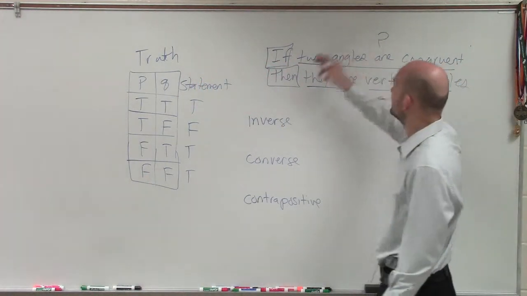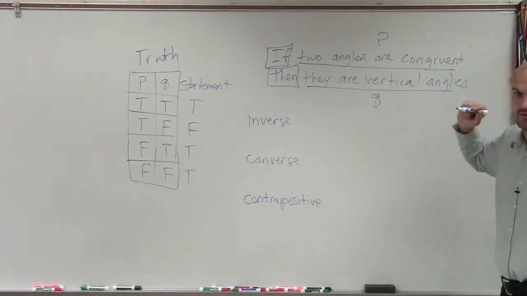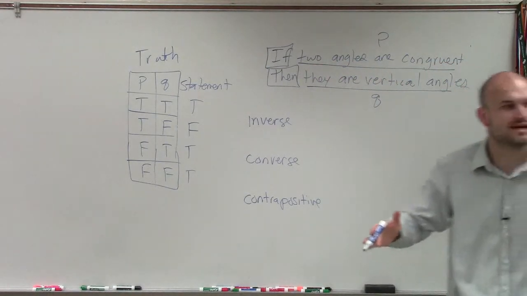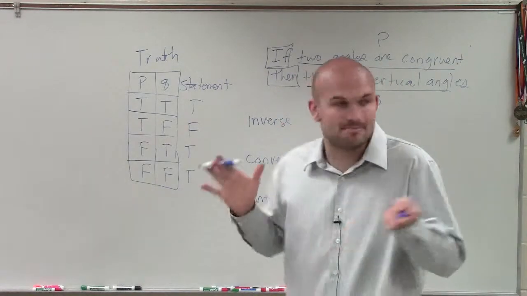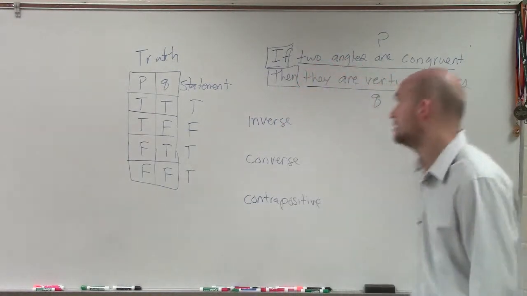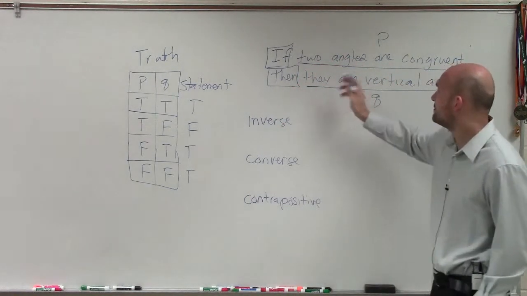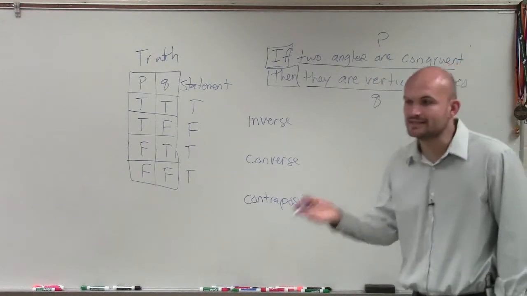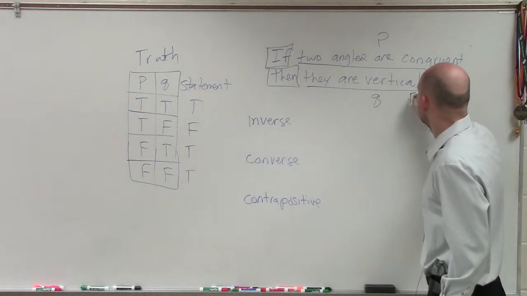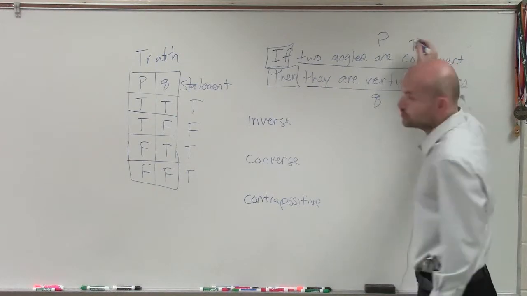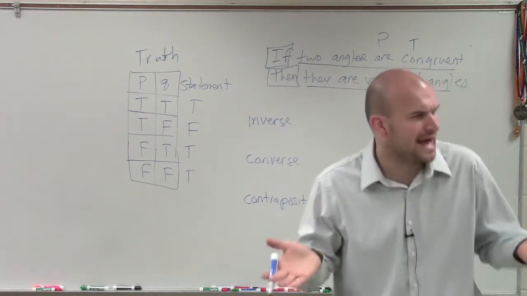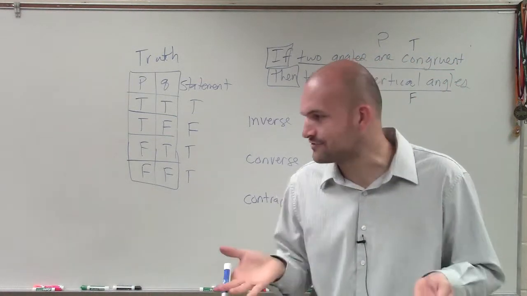So what we have here is, if two angles are congruent. All right? So let's pretend we have two angles that are congruent. That means they have the same measure, right? Then it says, then they are vertical angles. So what we need to do is, can we show that this is true or false? Can we show two angles that are equal in measure that are not vertical angles?